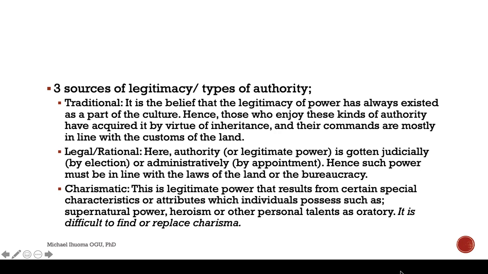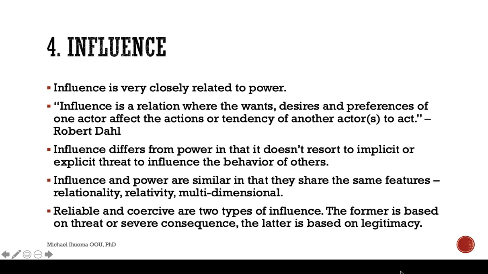And then the last one is charismatic. Authority can be charismatic, or legitimacy can be gotten based on certain very unique characteristics that individuals possess that are not present in everyone else. So charismatic authority is not very common because not every individual is charismatic. All right, so it's difficult to find and replace charismatic individuals, and so charismatic authority, essentially, is a kind of authority or legitimacy that is gotten as a result of certain qualifications or qualities that are unique to certain individuals.